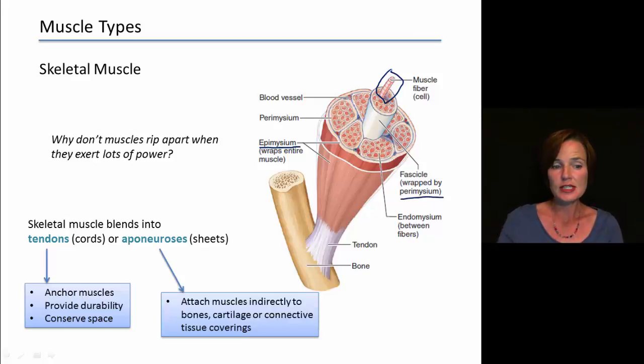The aponeuroses are going to attach to muscles indirectly, and they're going to connect them to bones, cartilage, and connective tissue coverings. Some describing terms that we can use for skeletal muscle is that, first of all, it's extremely powerful. Our muscles are powerful, but the downside is that they are going to tire very easily. So this is not something that we're going to be able to use and exert huge amounts of power over a really long time frame.